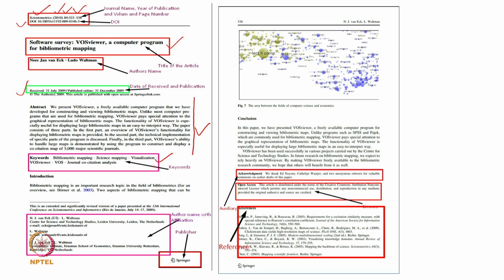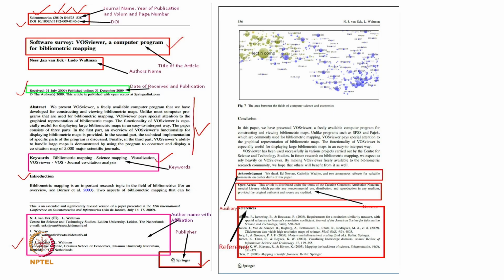Now it starts with the introduction. I'm not showing the full article, but it has that layout. Then at the bottom, details of the authors are given with the email IDs and the corresponding details. And if you see this logo of Springer, that means this particular journal is published by Springer.